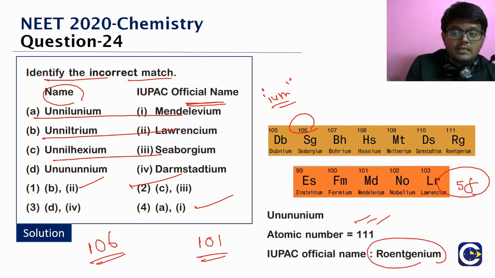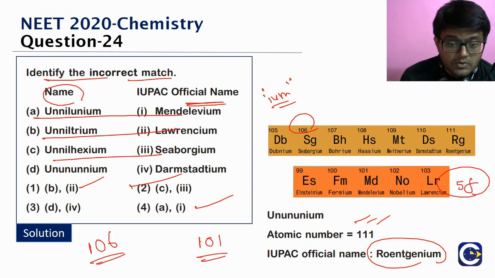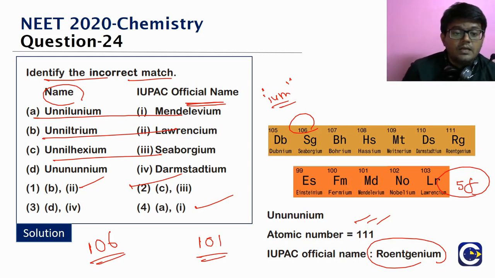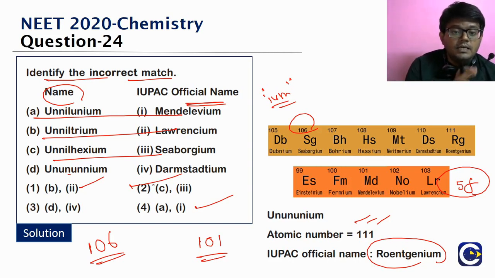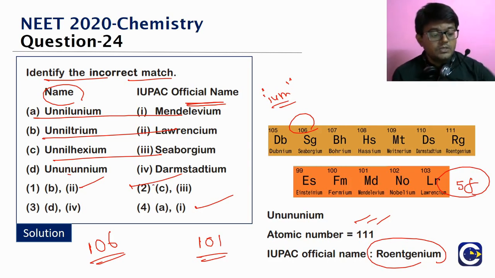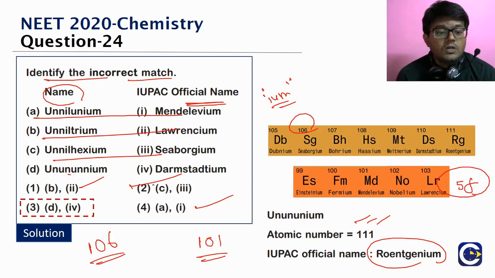So the correct declared official name is what? Roentgenium. But look at what they have given in terms of the matching. D is matched to 4. What is 4? Darmstadtium. So this is not Darmstadtium, but what is it? It is Roentgenium. So the answer for this is option 3, which is the incorrect match.